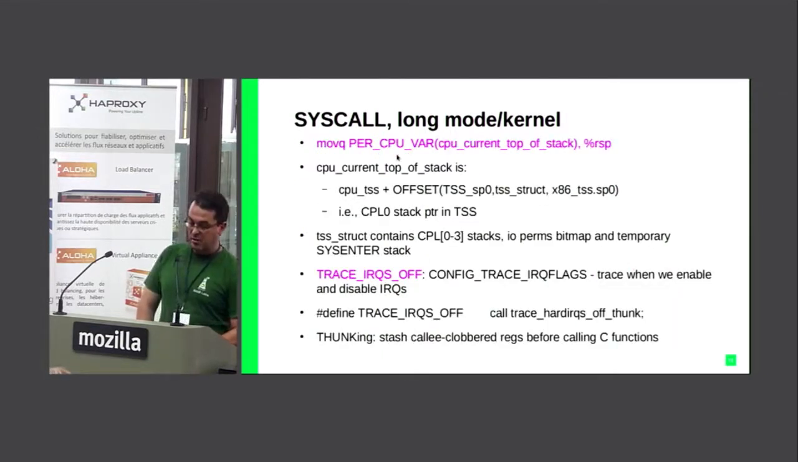Then we move the kernel stack to RSP, and now we have the kernel stack. After this instruction, we can execute everything else. And the kernel stack is part of the TSS struct, and I'm not going to talk about it because this is just too much detail. It's basically a struct that contains all the different privilege level stacks of x86, and the CPL0 stack is part of the TSS. It was part of the TSS in 32-bit, and in long mode it was just preserved there.